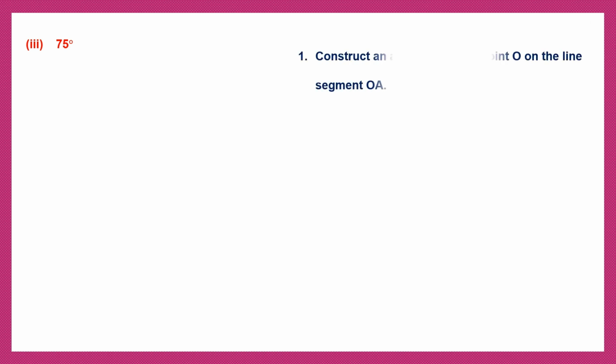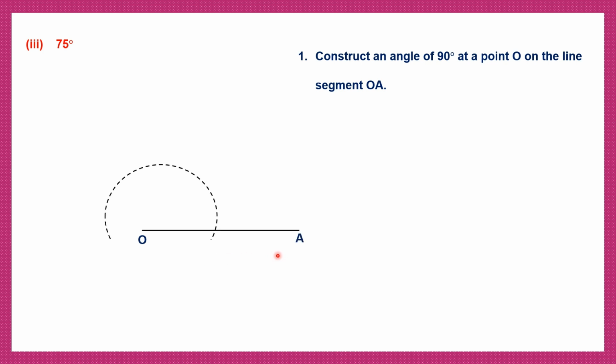So let's begin. So here we are saying constructing an angle of 90 degrees. Okay, so we're going to construct an angle of 90 degrees at a point O on the line segment OA. So we have a line segment, we have OA, we're going to construct 90 degrees. Now how do we construct 90 degrees? We draw an arc, isn't it, first? And then we name this point C where it meets OA. From C we draw an arc, we name it P. From P we draw another arc, we name it Q.